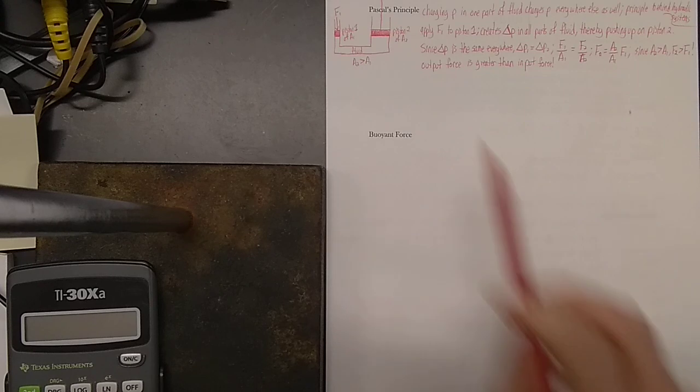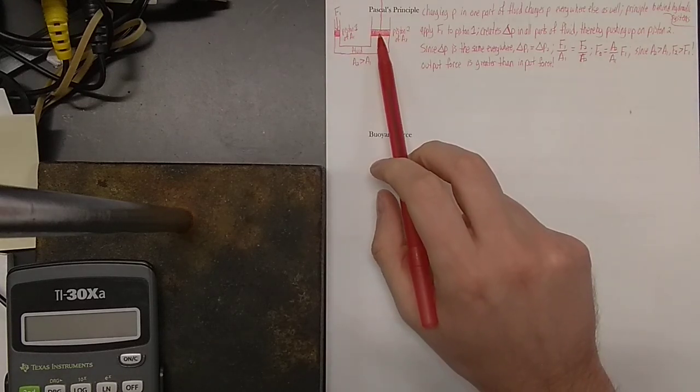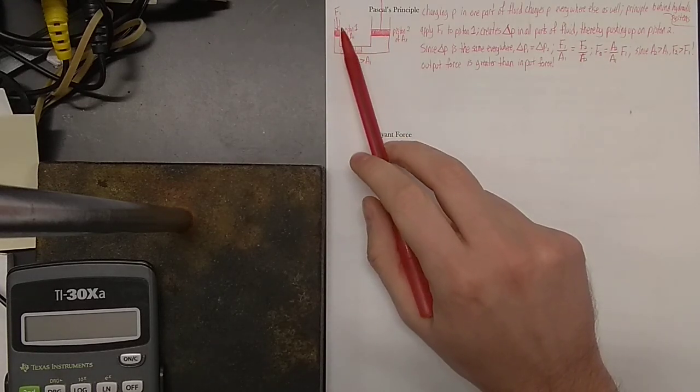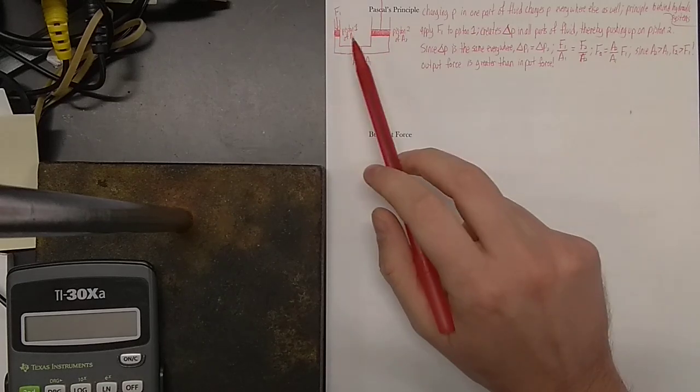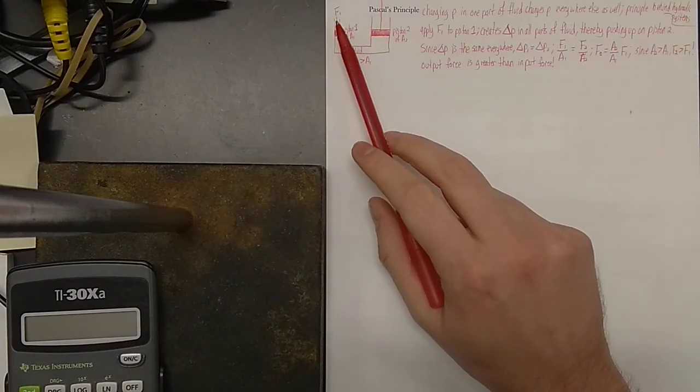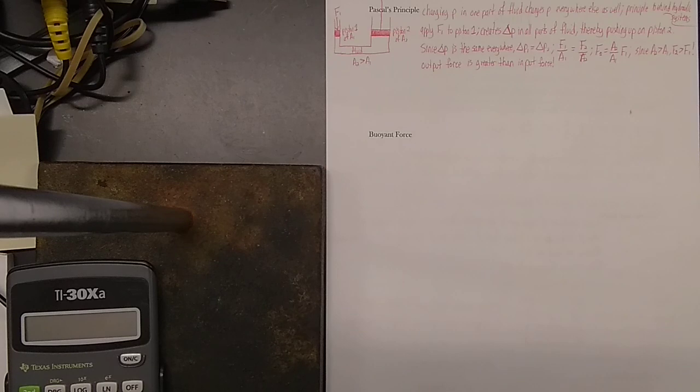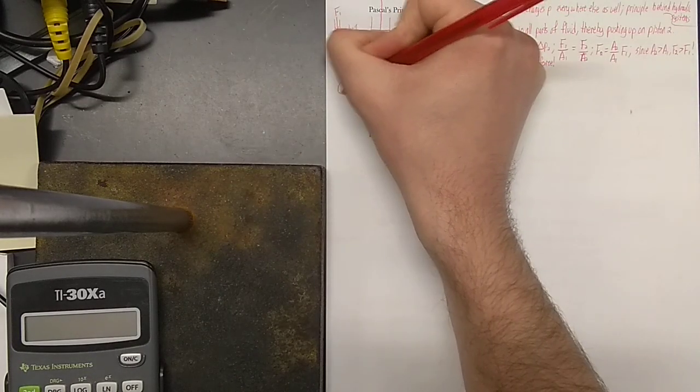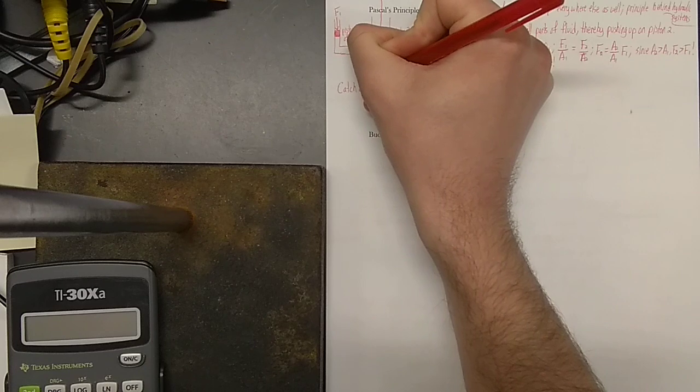So this is really neat. We could support something that's very heavy with a very small input force, or we could lift something very heavy with maybe just a little bit more added force. So this seems really cool. We can pick up these very, very large objects. But there's a catch. There's always a catch. Okay?